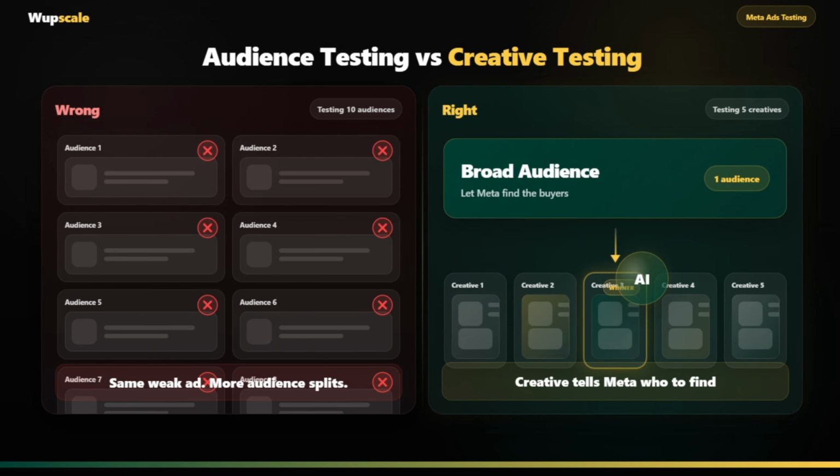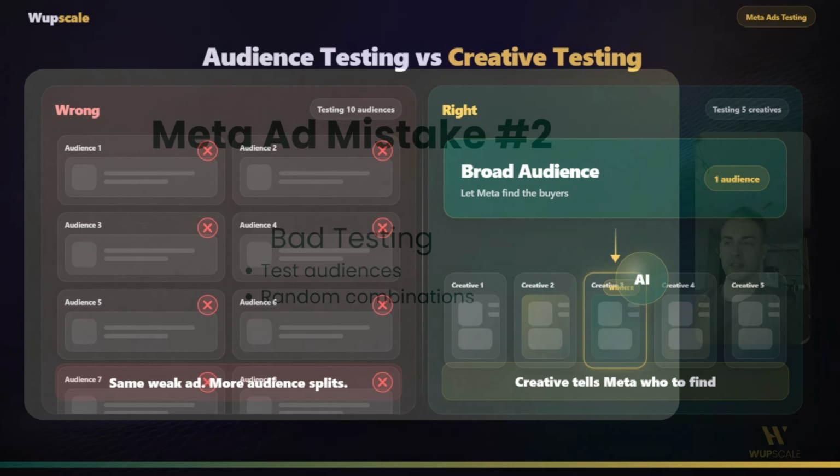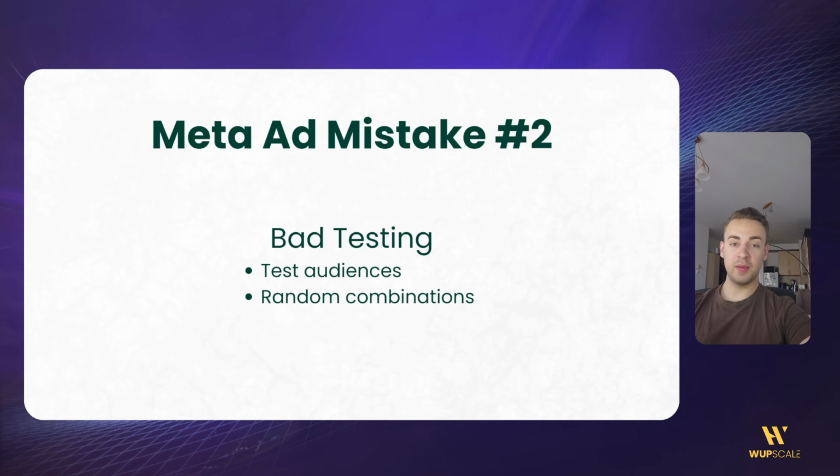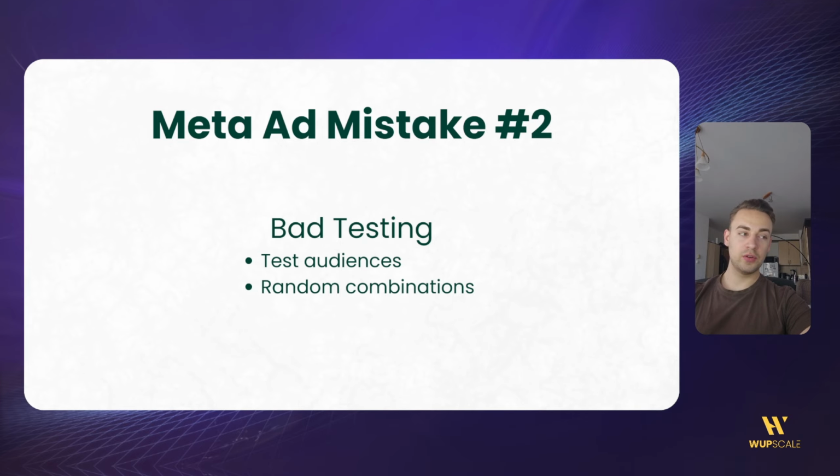Again, this goes back to step one. Make sure to avoid this. Make sure to track the correct KPIs when testing different creatives and focus on the creative side of your ads. Focus on the images, focus on the CPCs, your click-through rates, your CPMs, and not on testing different audiences.